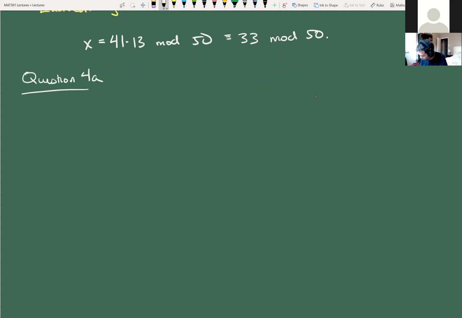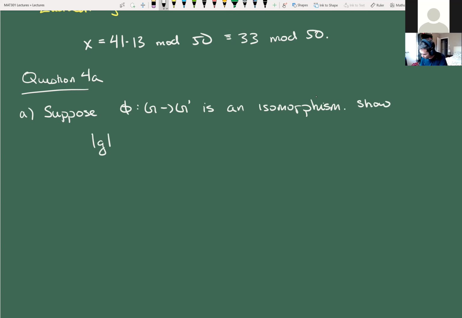Okay, so let's do question 4a first. So suppose, and I gave you this as an exercise last time. So in theory, this should be really, really easy because you all did my exercises that I told you to do, right? So suppose that phi mapping G to G prime is an isomorphism. We actually don't need isomorphism for this. I mentioned last time we only need injective. Show that the order of g is equal to the order of phi of g for all g in G.